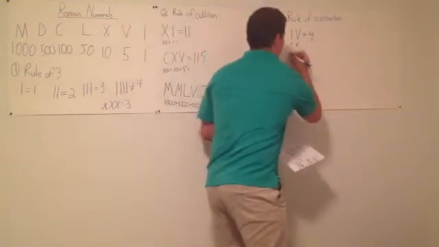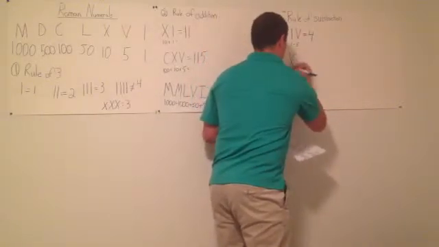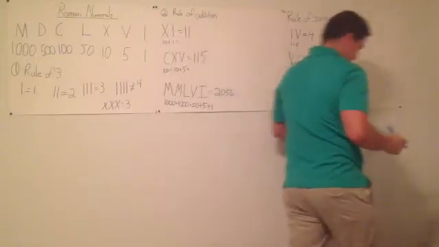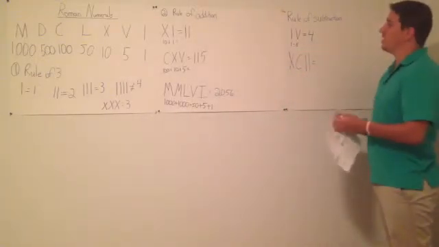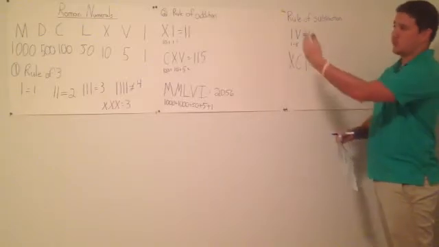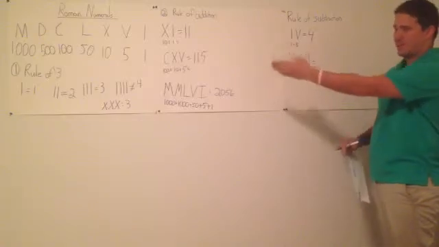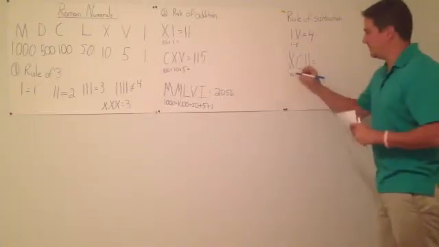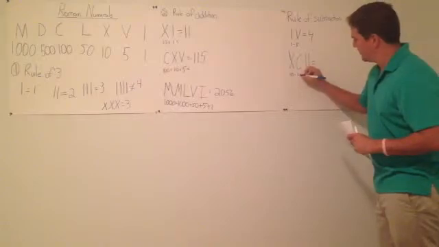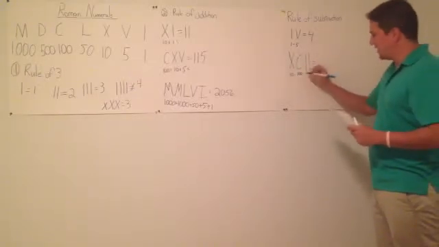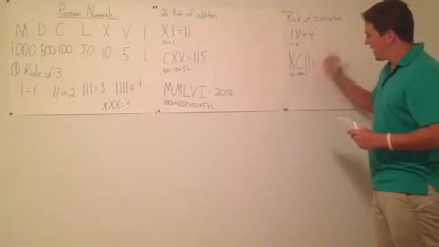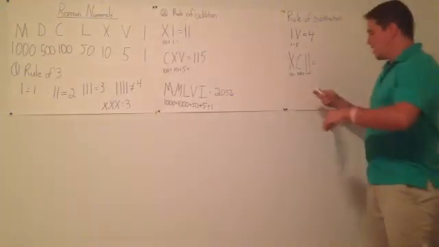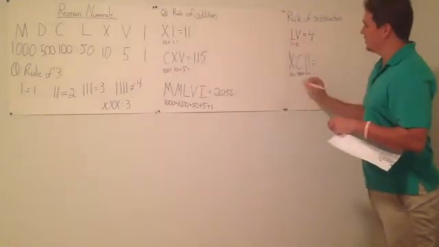For another example, we have X, C, I, I. Alright, this is going to be using the rule of subtraction in addition to the rule of addition. So, X we know as being 10. The C we know as being 100. And we know the I is 1 plus 1. I'm just going to underline each time that the smaller number came first.